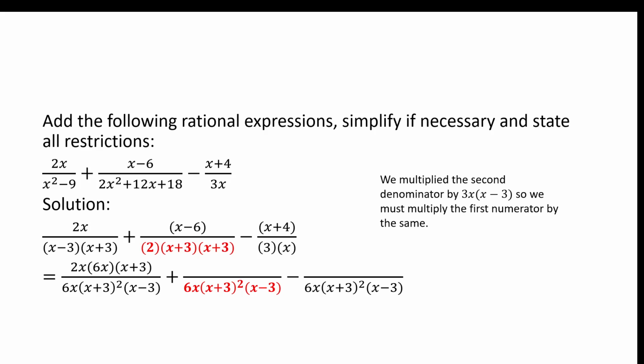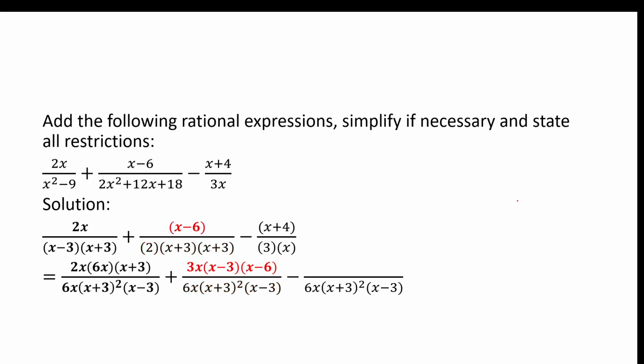Now let's look at our second one. We had 2 and x plus 3 and x plus 3. Well, in order to get from that first red denominator to the second one, we have to multiply by 3x and also by x minus 3. So we say we multiplied the second denominator by 3x, x minus 3. So we multiply the second numerator, it says first but it should say second, by the same. And so when we do that, we get 3x and then x minus 3. And then we have the original, which was x minus 6.